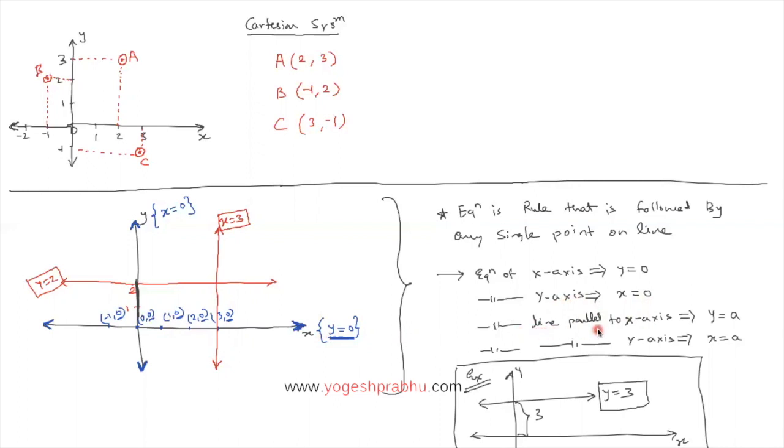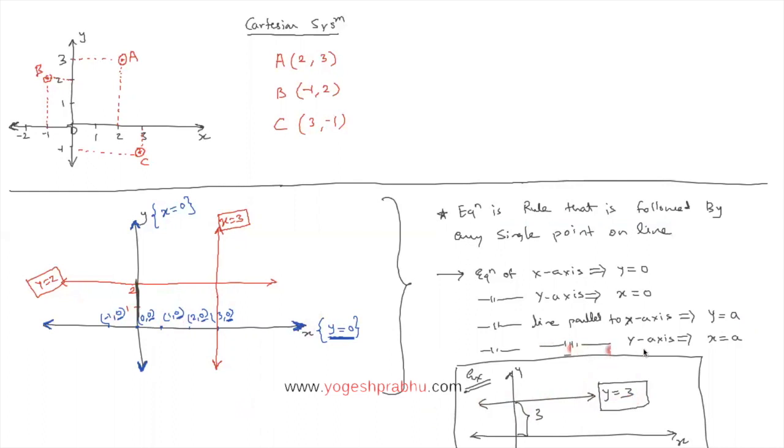The line parallel to the x-axis is y is equal to a. Basically, the distance between the line and the x-axis is a. For example, this line is parallel to the x-axis, and this distance is 3. So the equation of this line is y equal to 3. You get it? Okay.